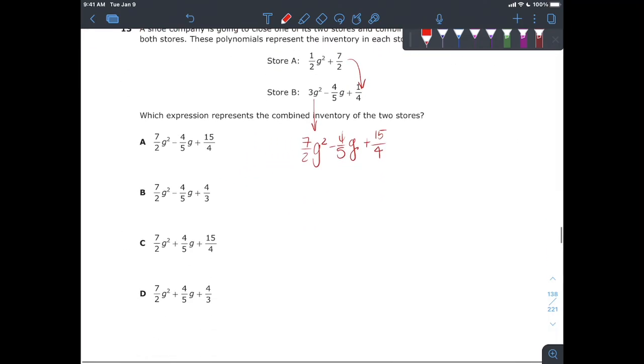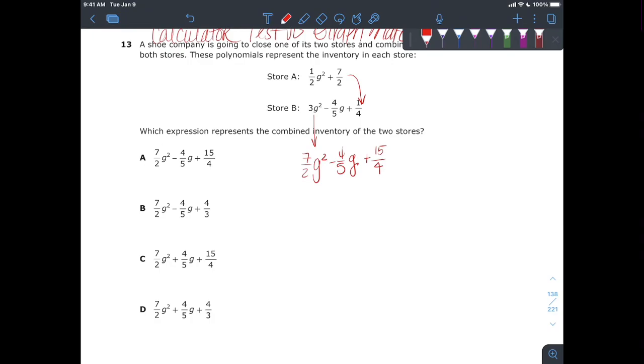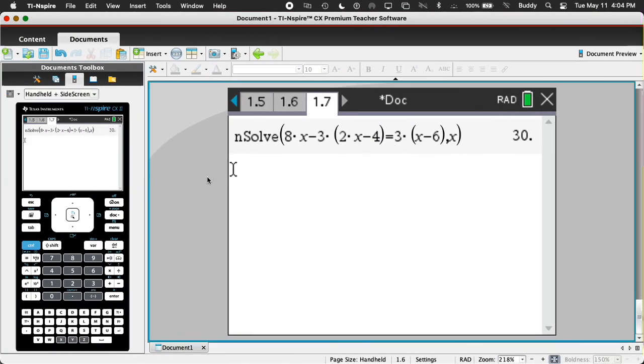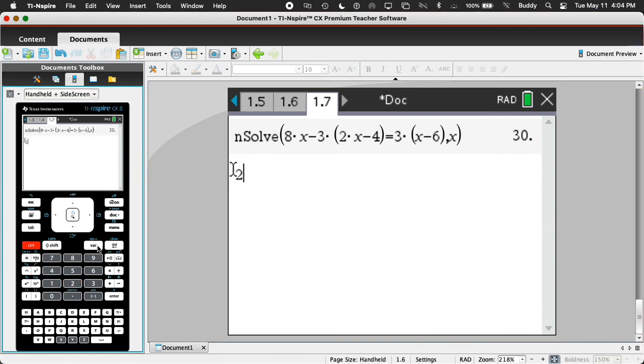I'm going to look, and I see that answer choice A is going to be the closest. I just want to verify that these are the same. So what I'm going to do is go ahead and run a test first. I'm going to store a value as G. I'm going to store 2, remembering we always want to do 2 and up.